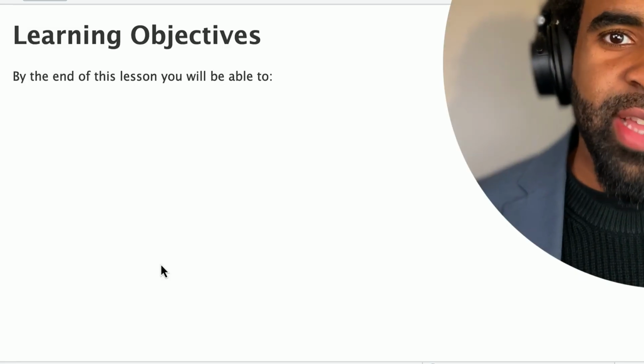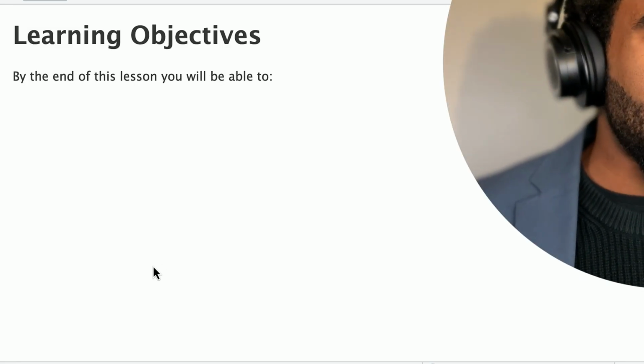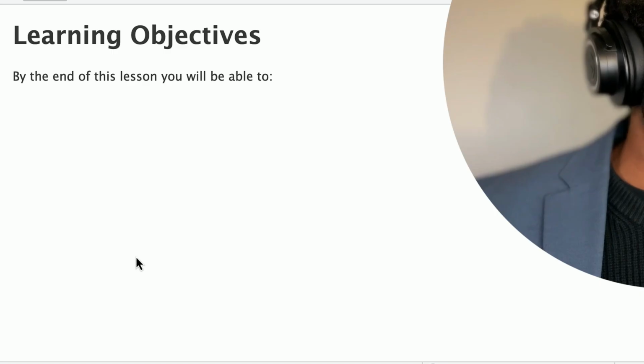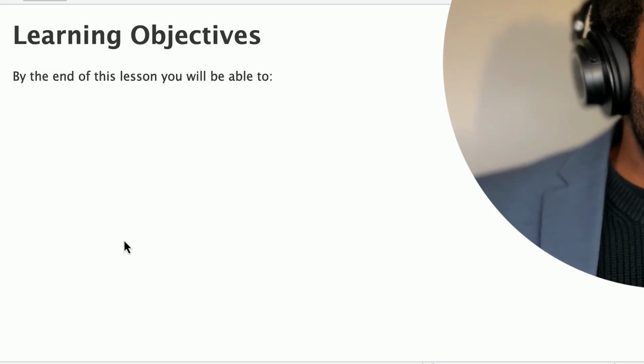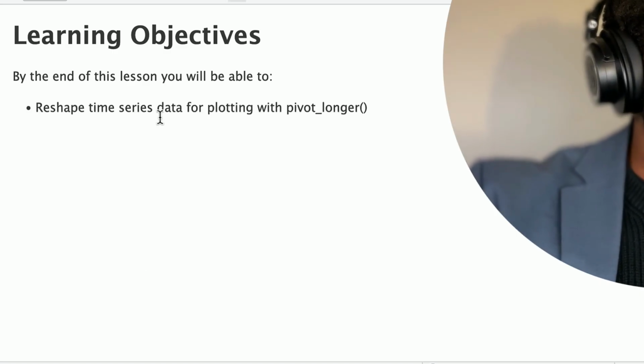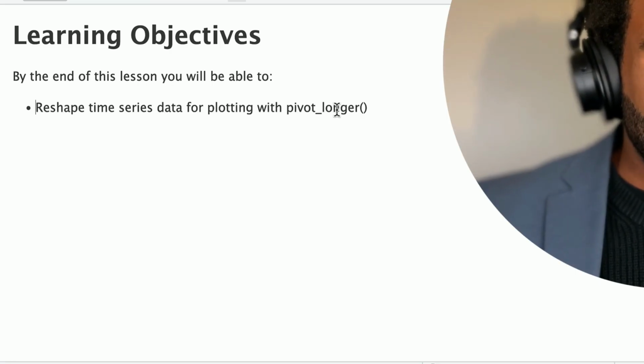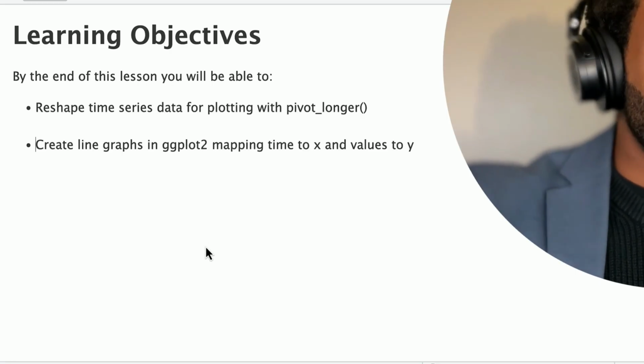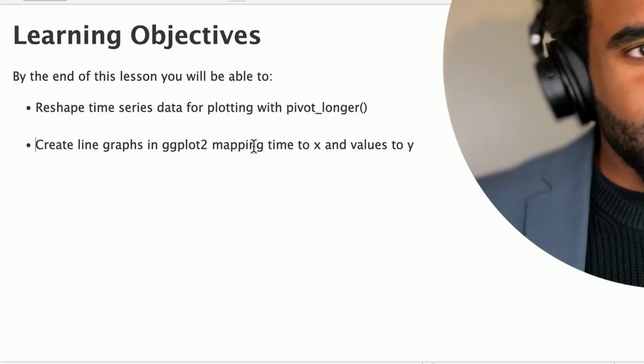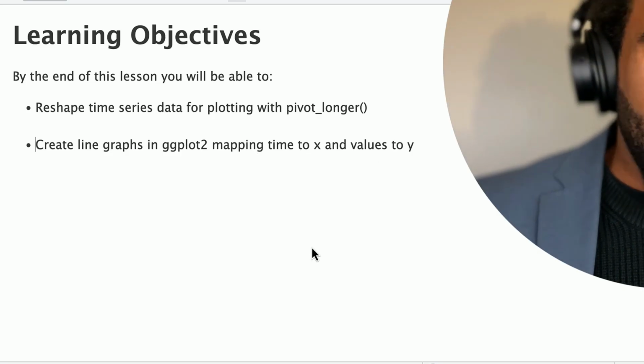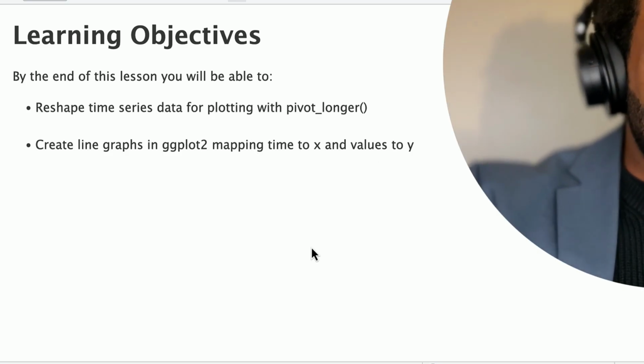So congrats on getting to the end of the lesson. Let's take a look at our learning objectives and see if you feel confident with these. So the hope is that by the end of the lesson, you are now able to reshape time series data for plotting using the pivot longer function, that you can now create line graphs in ggplot2 by mapping time to x and values to y. Hopefully that's now easy for you.